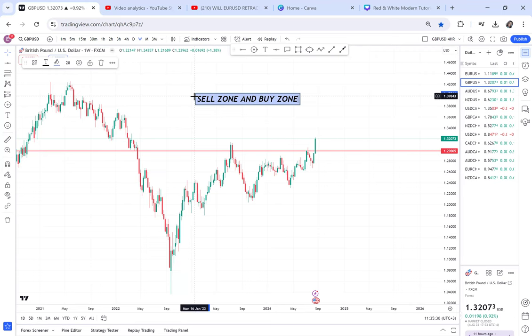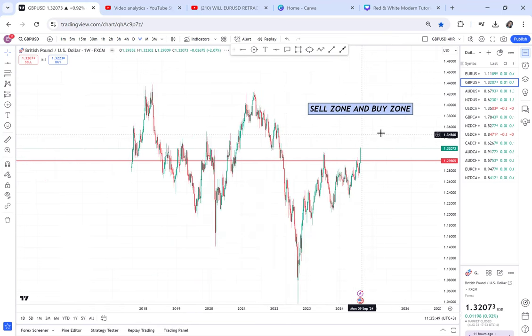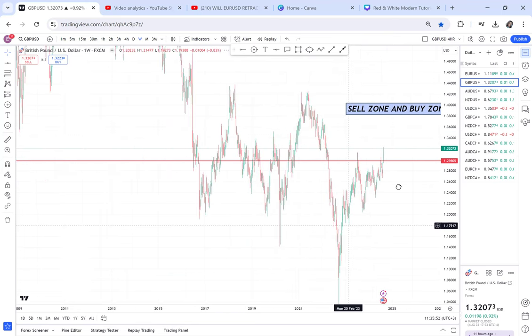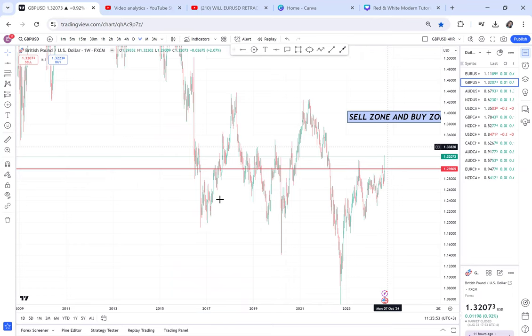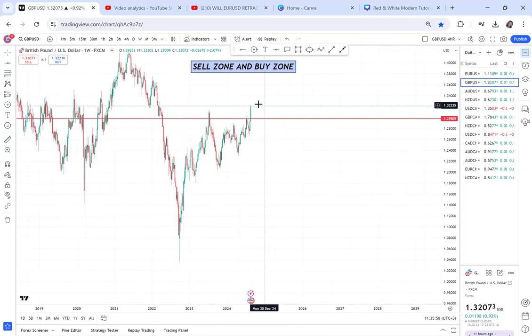Now, you need to understand, guys, that this market is on a sell zone. And when the market is on a sell zone area, we are looking to sell. When the market is on a buy zone area, we are looking to buy. The reason why I'm saying this market is on a sell zone is because we don't know what might be happening. What if this is a retracement? Can you see the market has been going down?